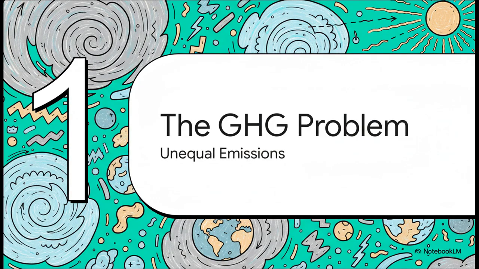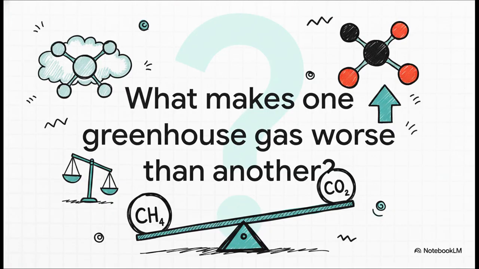You hear the term carbon emissions thrown around all the time, right? But that's actually a bit of a simplification. The reality is, our atmosphere is dealing with a whole cocktail of different greenhouse gases, and each one packs a very different punch when it comes to warming the planet. And that brings us to the big question. What actually makes one gas worse than another? I mean, is a kilogram of methane really the same as a kilogram of CO2? Well, as we're about to find out, the answer is a huge no.